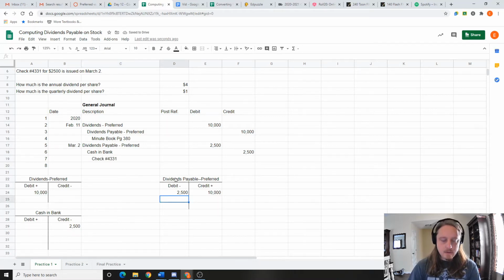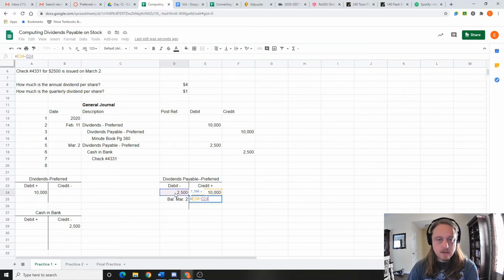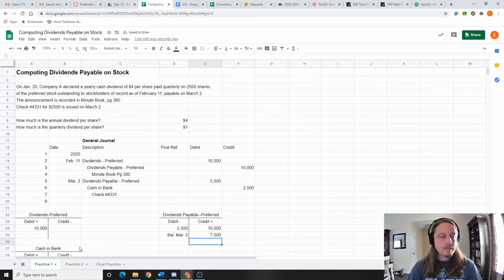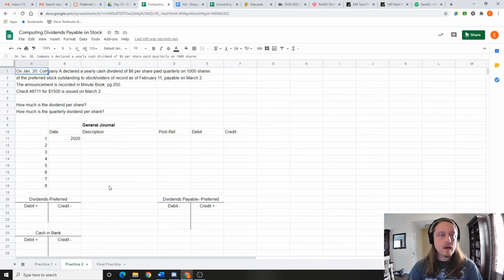The only thing left to do is I'd like to have a little balance here to see what's still owed. So this was the balance as of March 2nd. And we're going to take that 10,000. So this equals 10,000 minus this 2,500, 7,500. So, sweet. So that's our first one. Now, this one, let's take a look at it and we'll have you answer some questions.